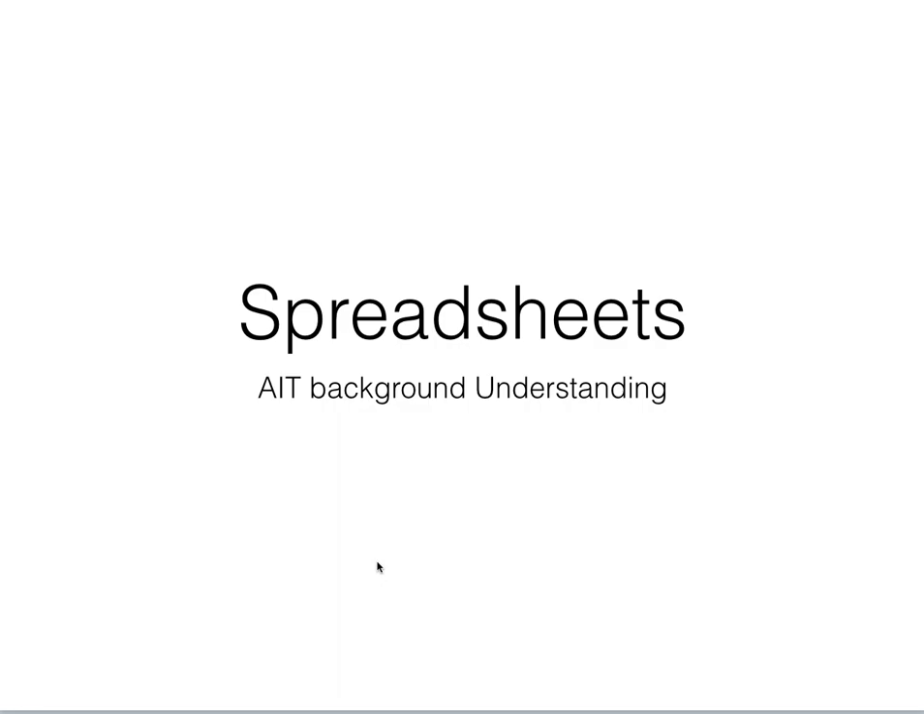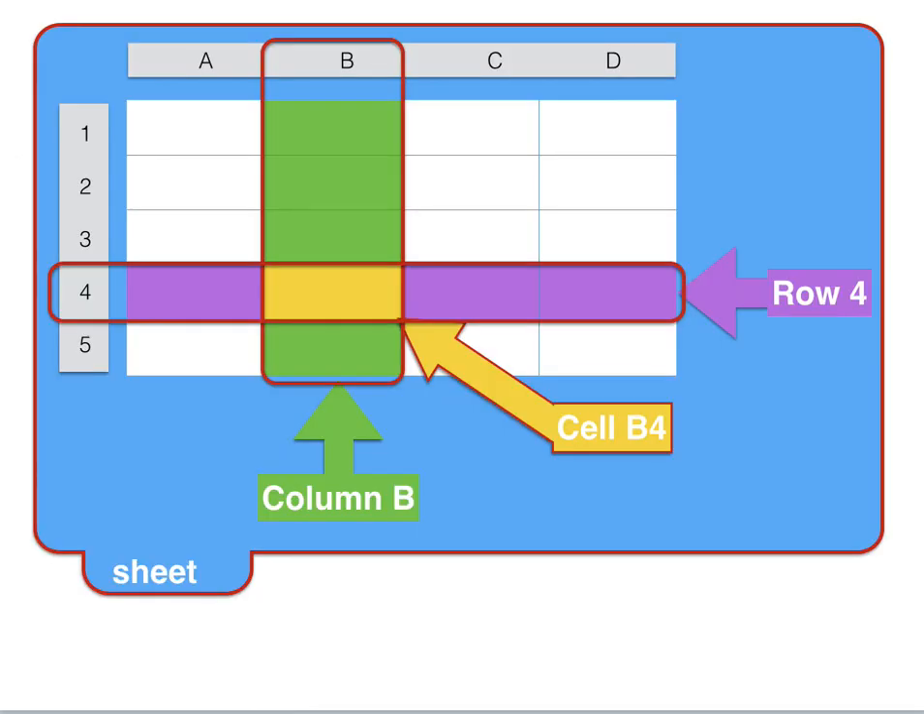Spreadsheets, the background stuff we should know. This is about Year 8 level, but make sure we all know the same words. So if you're looking at a spreadsheet, it is made up of rows and columns and cells all together. This will make a sheet.